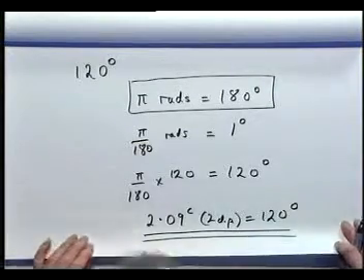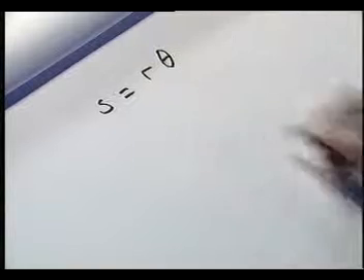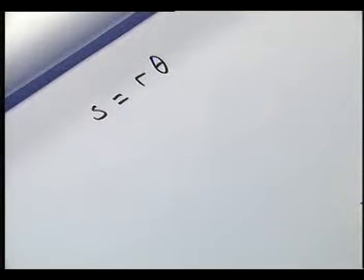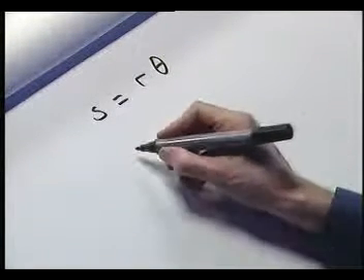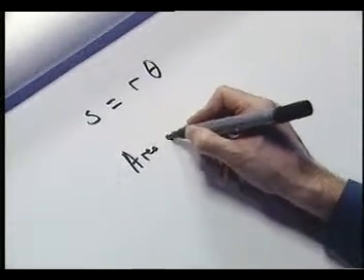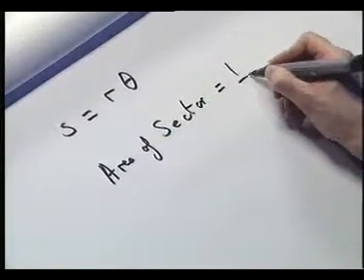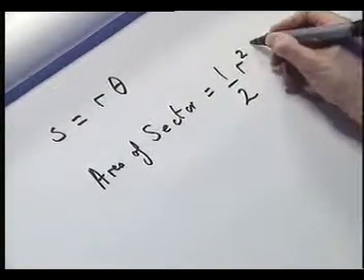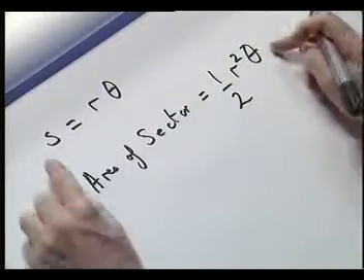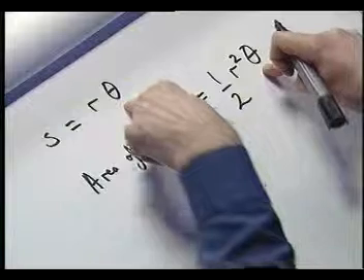The important things to take away from this video are this relationship, pi radians is 180 degrees, and the 2 formulae that we had, one for the arc length, which was S equals r theta, and one for the area of the sector, which was area of the sector is equal to a half r squared theta. And both of these apply when theta is in radians.